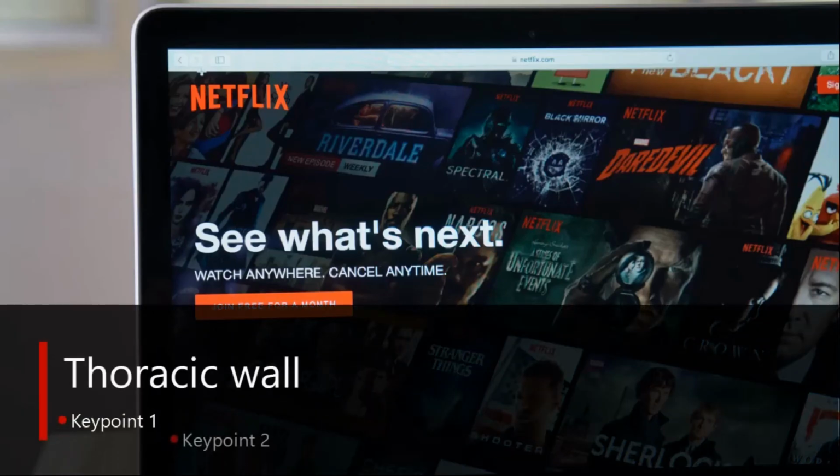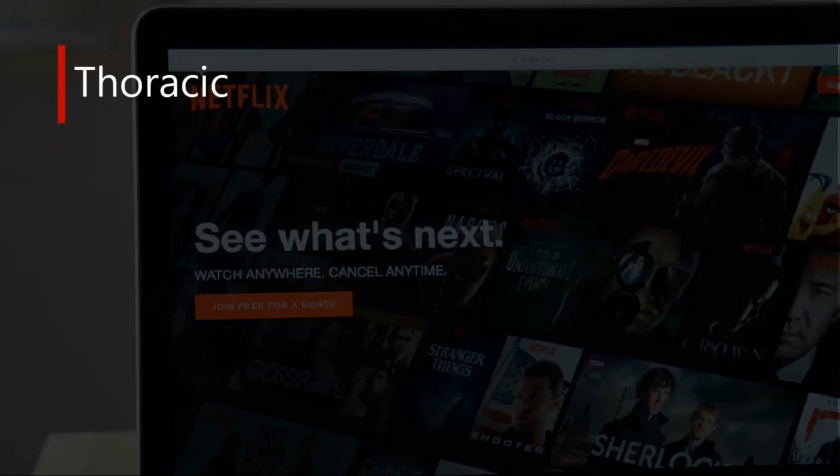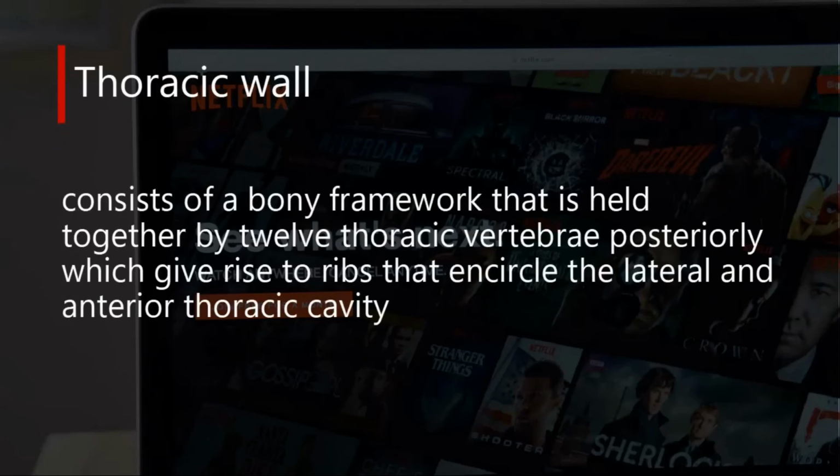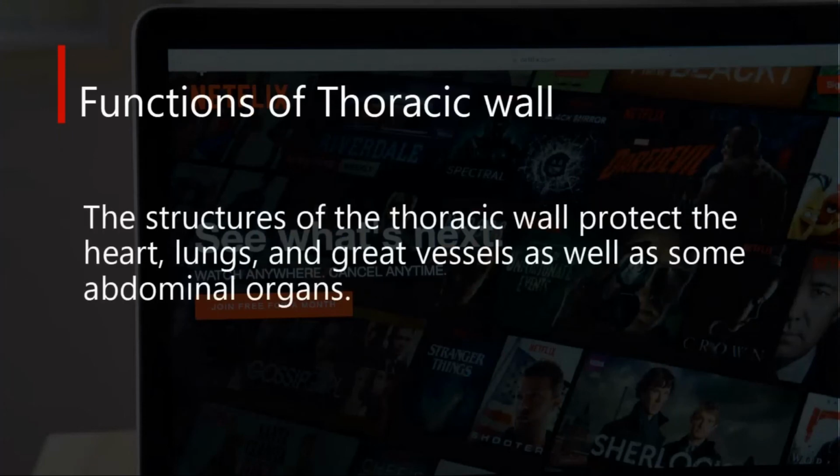So good day everyone. I'm here to talk about the thoracic wall. The thoracic wall consists of a body framework that is held together by 12 thoracic vertebrae posteriorly, which give rise to ribs that encircle the lateral and anterior thoracic cavity. Functions of the thoracic wall: the structures of the thoracic wall protect the heart, lungs, and the great vessels, as well as some of the abdominal organs.